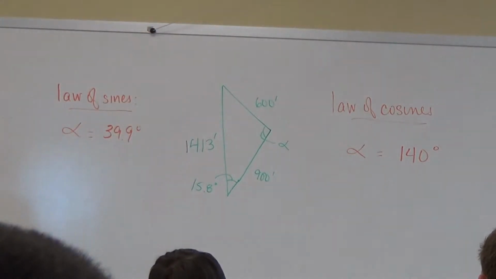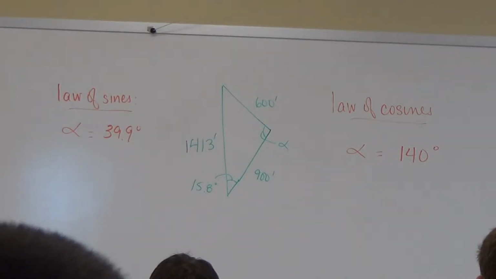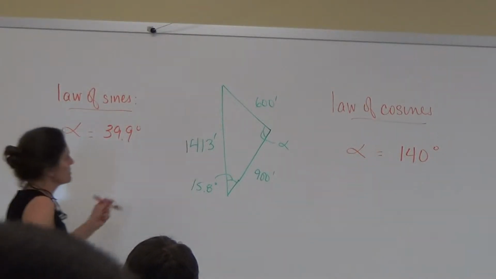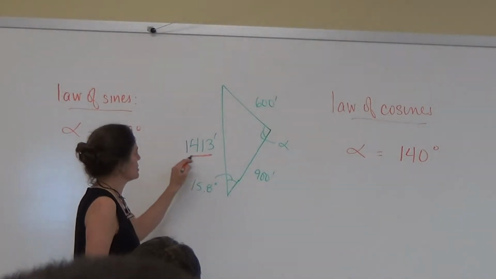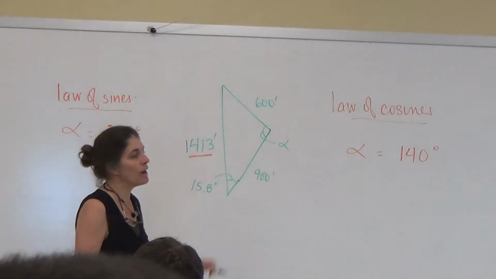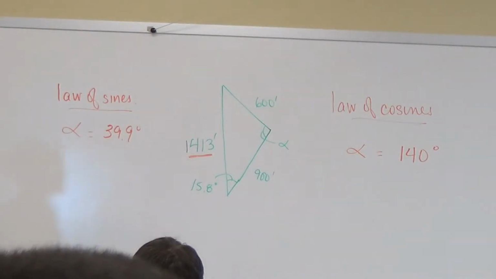So how can we get two different values? What's the problem? Let's take a look at these two numbers and look at the picture, the schematic. Which one seems more reasonable, 40 degrees or 140? 140. Why? It's got to be obtuse. This is the largest angle here, right? If you do law of cosines, you get that, but with law of sines, you don't.